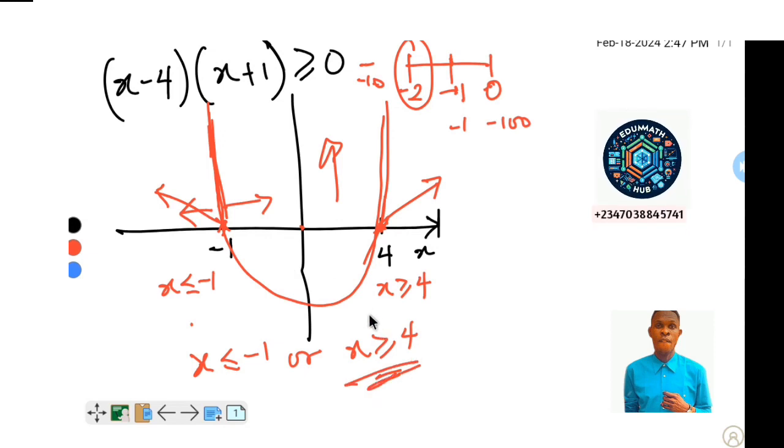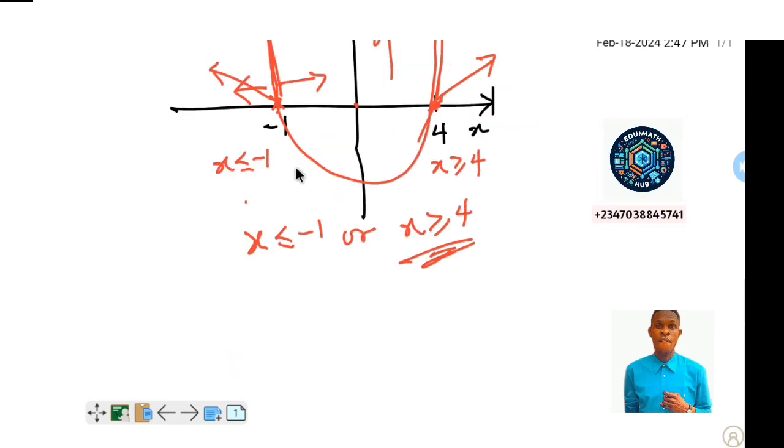Now I'm going to take a final example, and this example will be an example that is not factorized, so you have to be the one to factorize it. At times it comes out like this in your JAMB.